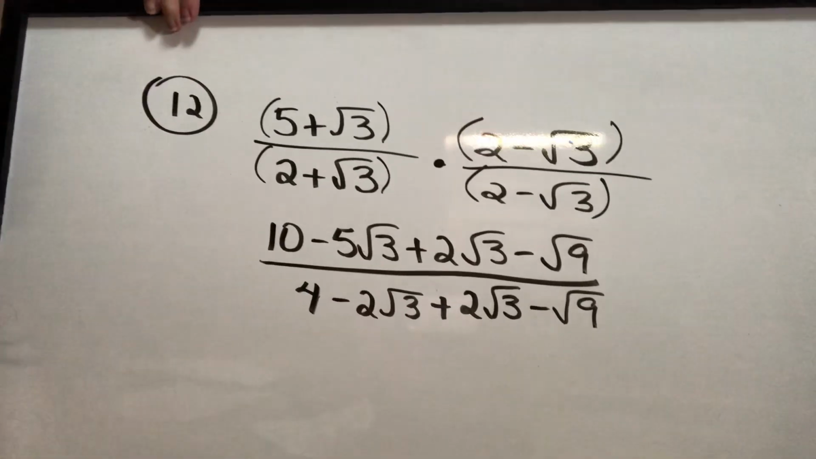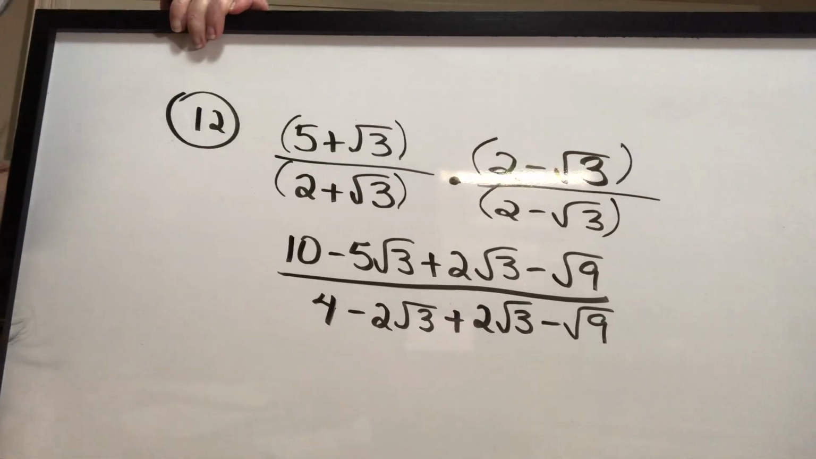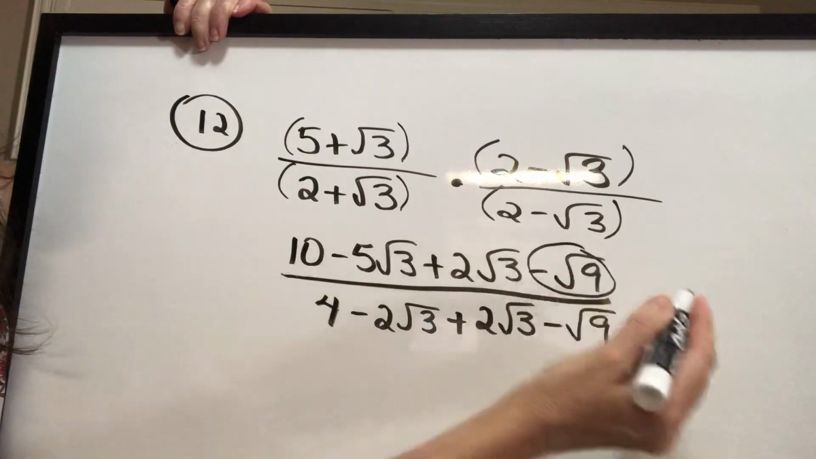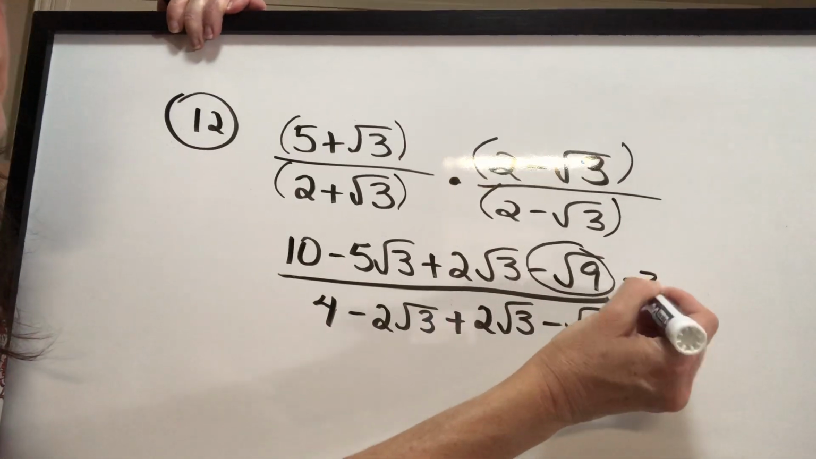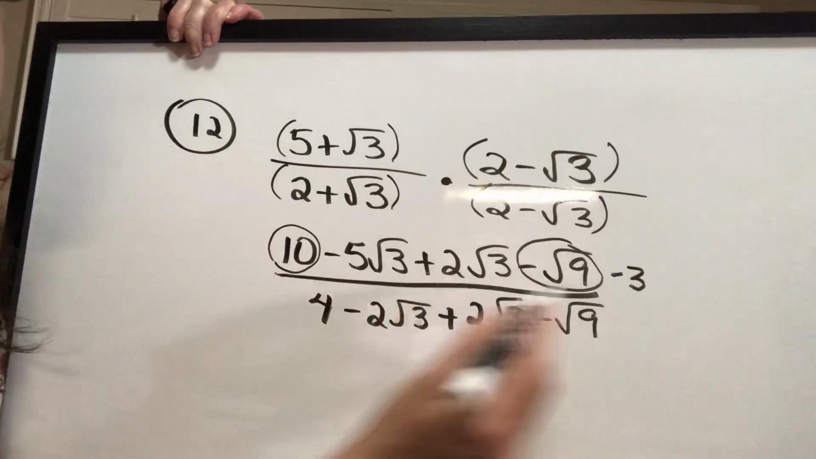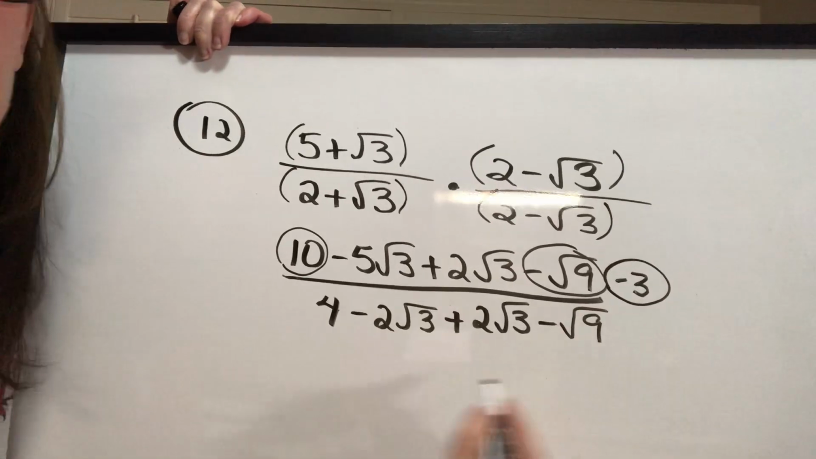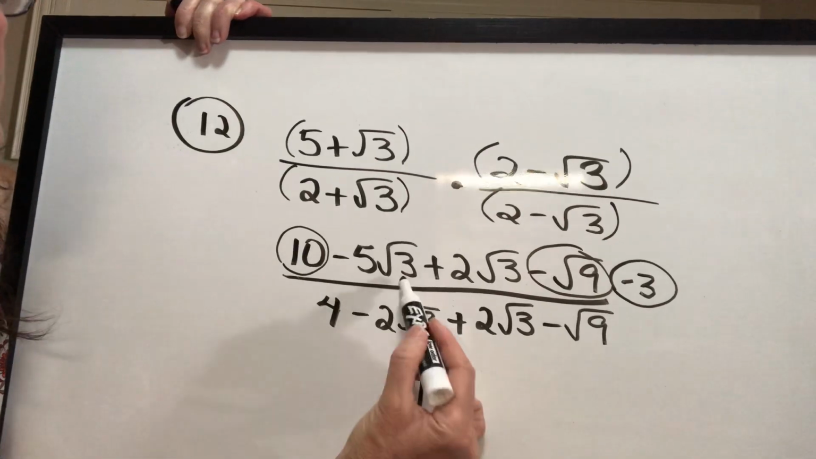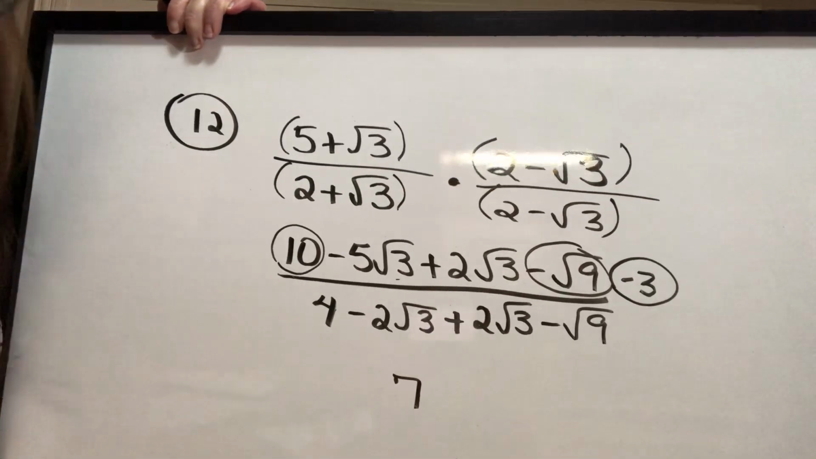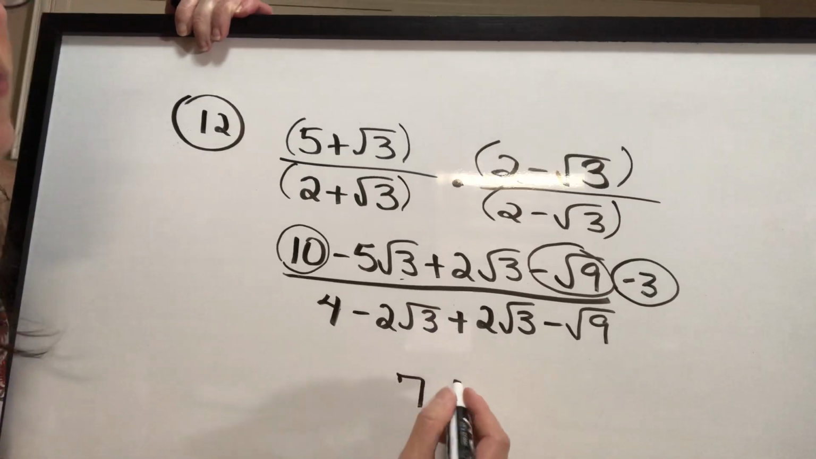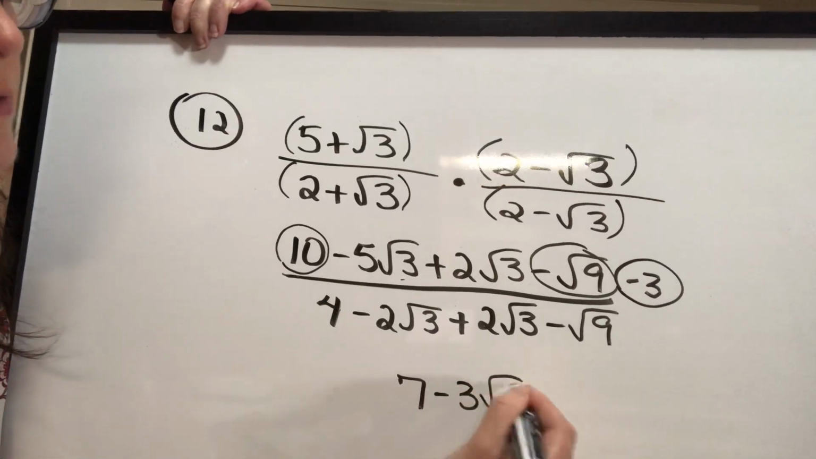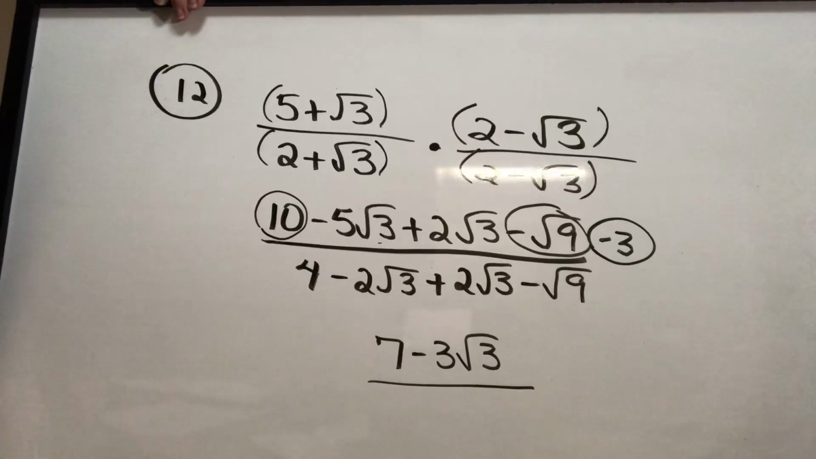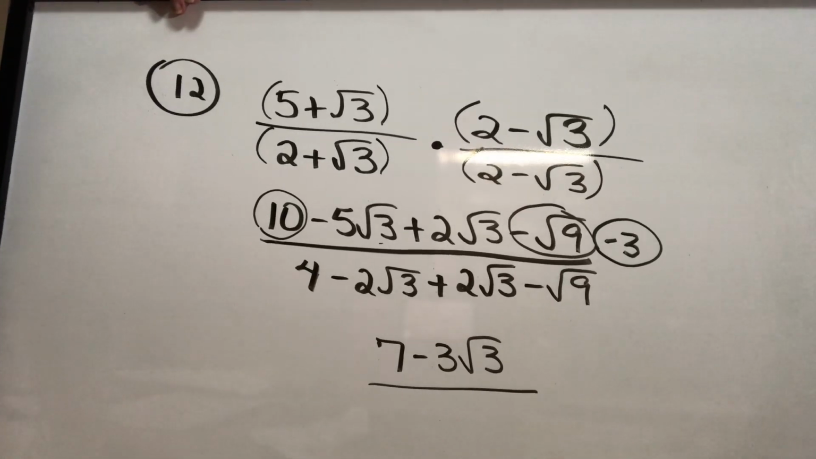So from there, we're just going to simplify things up a bit. So we've got this 10 at the beginning, and at the end, we've got negative square root of 9. So you can think of that as negative 3. So the 10 at the beginning can be combined with that negative 3 to make 7. Then you would be able to add the middle radicals because they're both the square root of 3. So negative 5 plus 2 would be negative 3 square root of 3. So we've got 7 minus 3 square root of 3 in the numerator.